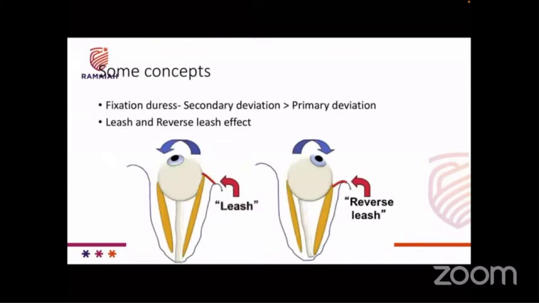So some concepts that you need to keep in mind are, one thing is fixation duress. Because there is some restrictive component that is disallowing the eye from fixating, there is a lot of impulse to that particular muscle, and hence the secondary deviation is usually more than primary deviation in restrictive strabismus. And there's this concept of a leash and a reverse leash effect. So for example, in this muscle, because of restriction there, it's not allowing a lateral movement, and a reverse leash causes a disallowing of a medial movement as well.